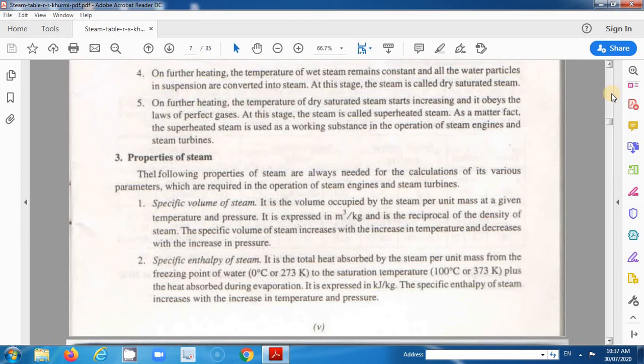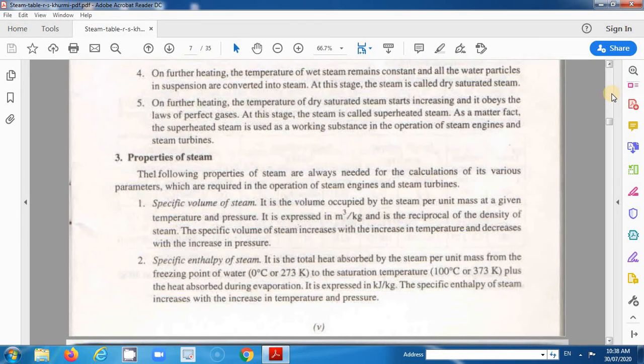The specific volume of steam increases. So this sentence is important. In MCQs, a number of times the question may be on this sentence. The specific volume of steam increases with the increase in temperature and decreases with the increase in pressure.